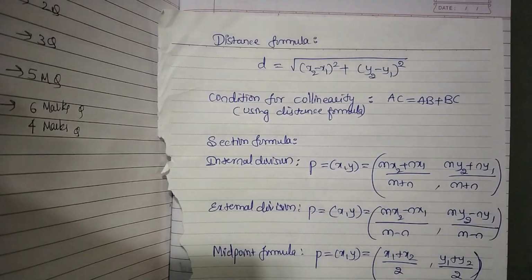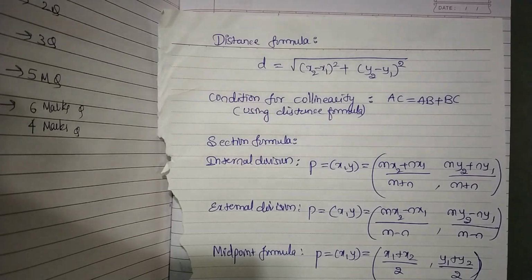Second concept is the section formula. Let P be the point of division. If P divides the line segment AB internally in the ratio m is to n, then the coordinates of P for internal division are given by (mx2 plus nx1) by (m plus n) and (my2 plus ny1) by (m plus n). If P divides the line segment AB externally in the ratio m is to n, then for external division the x coordinate is (mx2 minus nx1) by (m minus n), and the y coordinate is (my2 minus ny1) by (m minus n).